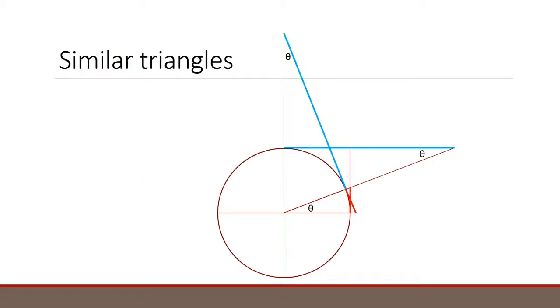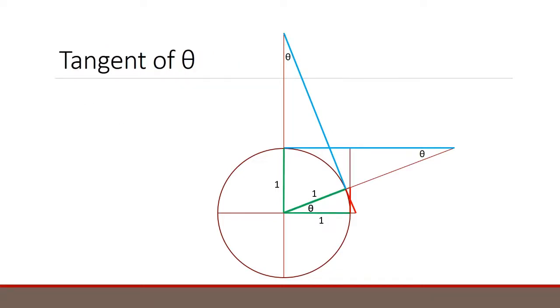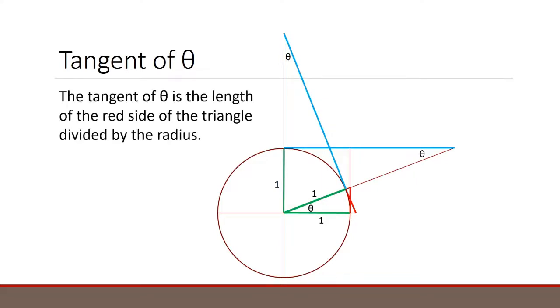Notice the similar triangles. And please notice also that the angle theta occurs in about 3 different places, if not more. We have similar triangles, and we know that the radius equals 1 unit, as shown by these green line segments. So the tangent of theta is the length of the red side of the triangle divided by the radius. And of course, the radius is equal to 1.